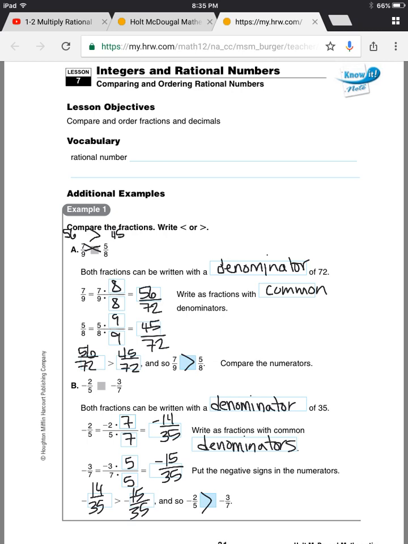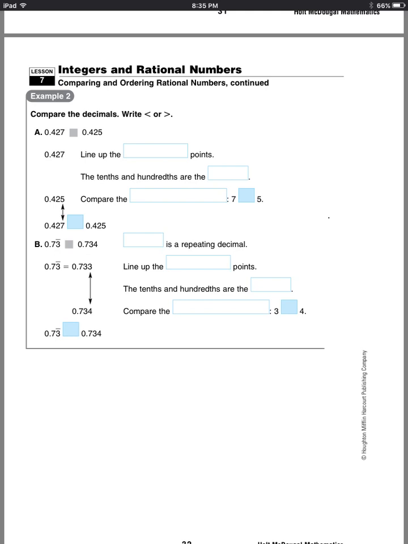Now, you can do the same thing. You can do 2 times 7 and get negative 14, and you can do 5 times 3 and get negative 15, and it would work the same way. Essentially, you're doing the same thing down here. You're just multiplying by the opposite denominator. It's just a longer, drawn-out way to do it.